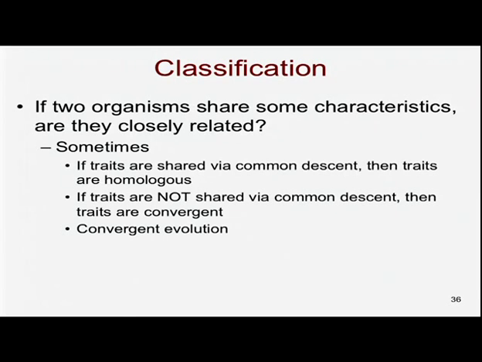Yes? Okay. So, right, if they're shared by common descent, they're similar in DNA sequence, they came from a recent common ancestor, we call them homologous. If they're not, we call them convergent.